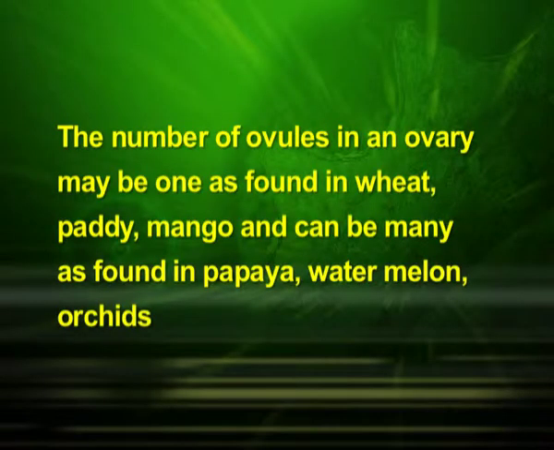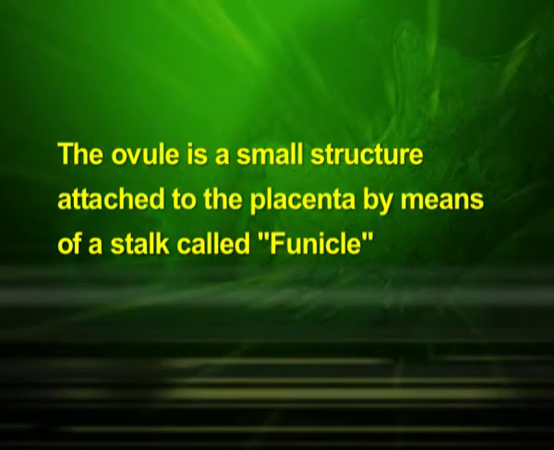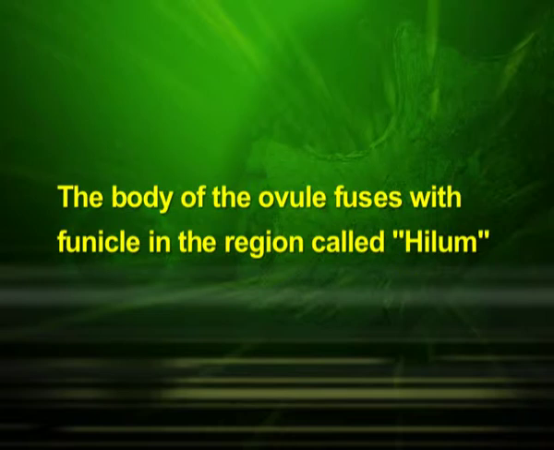The number of ovules in an ovary may be one, as found in wheat, paddy, mango, etc., and can be many, as found in papaya, watermelon, orchids, etc. Now, let us familiarize ourselves with the structure of a typical angiosperm ovule. The ovule is a small structure attached to the placenta by means of a stalk called funicle. The body of the ovule fuses with the funicle in the region called hilum. Thus, hilum represents the junction between ovule and funicle.